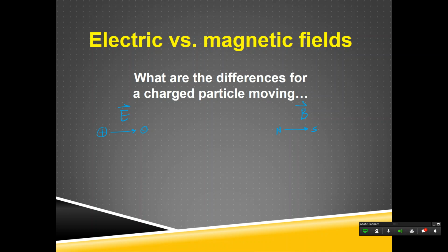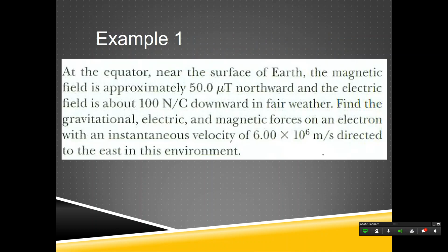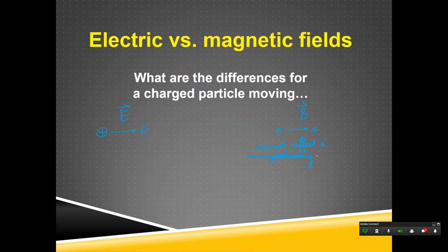If I have a charged particle in an electric field, what's going to happen? Okay, so a magnetic field cannot affect a stationary charged particle.